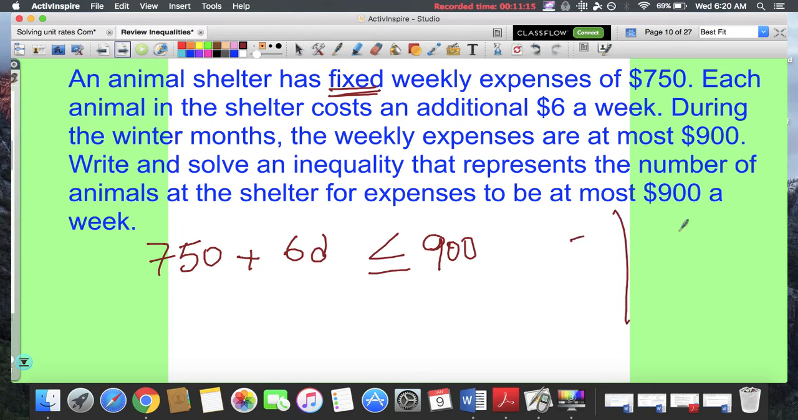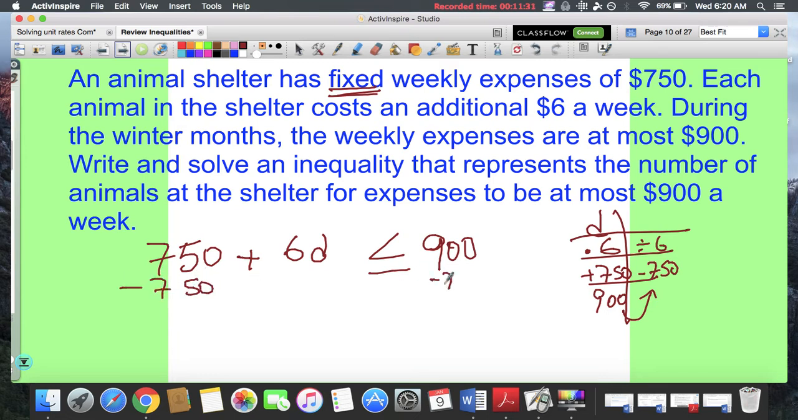So do your story if you like. You have a variable D multiplied by 6 plus 750 less or equal to 900. We're going to do minus 750 first, and then we're going to divide everything by 6. So let's do that. Minus 750, minus 750 on the other side. And we got 6D less or equal to 150.